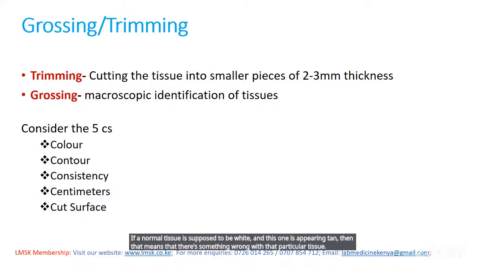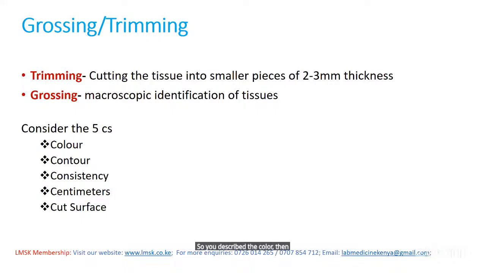So you describe the color, then contours. Contours are the shape of the tissue. Is it oval? Is it regular? Is it lobulated? You might find a tissue that is supposed to be even normally, but it's now lobulated, meaning some growths have grown on that particular tissue.